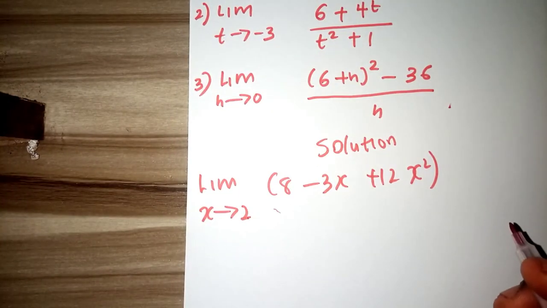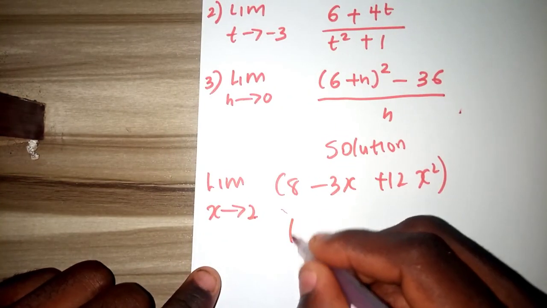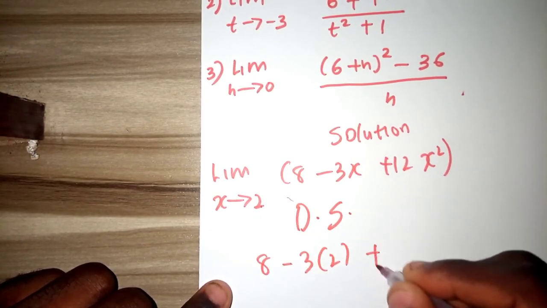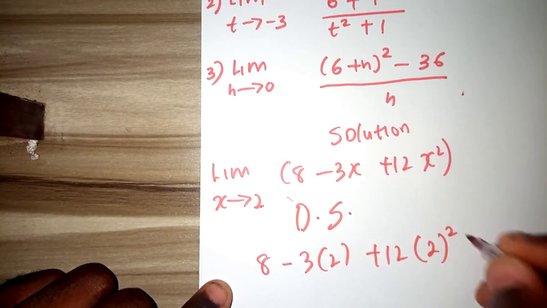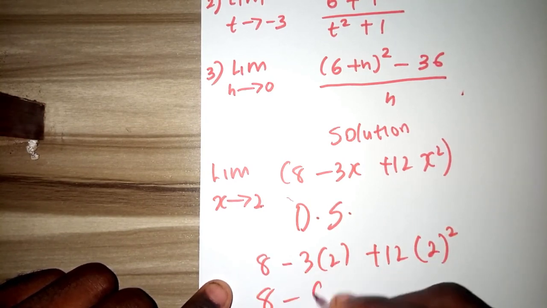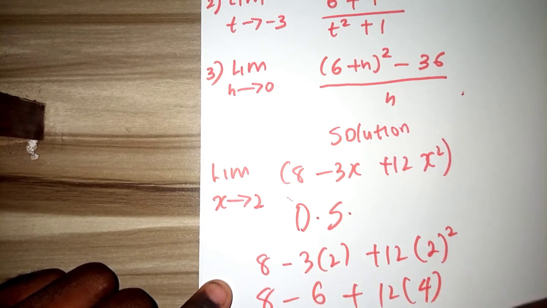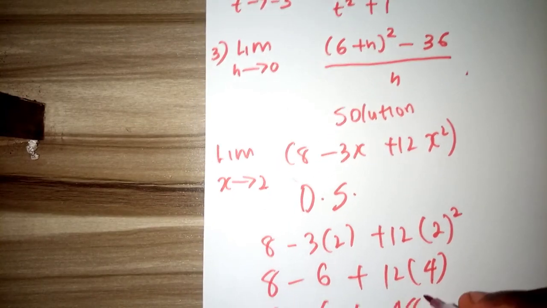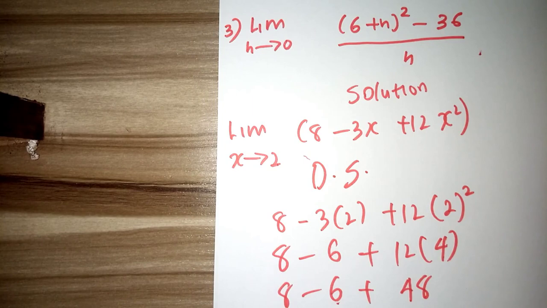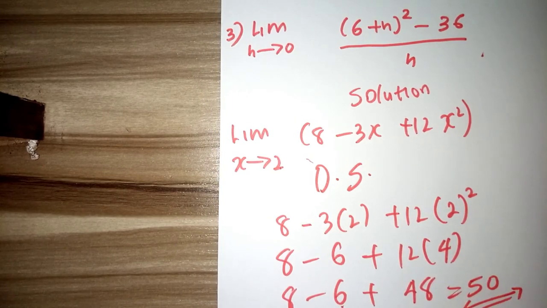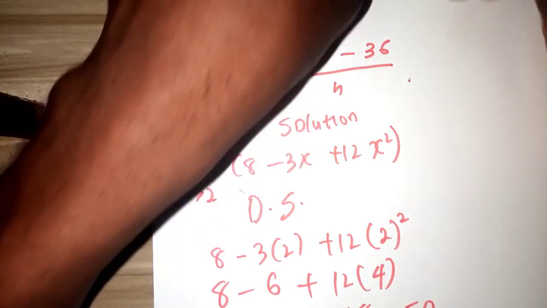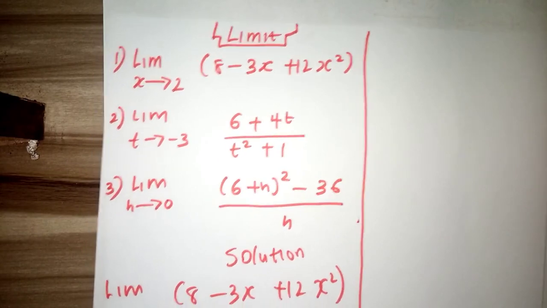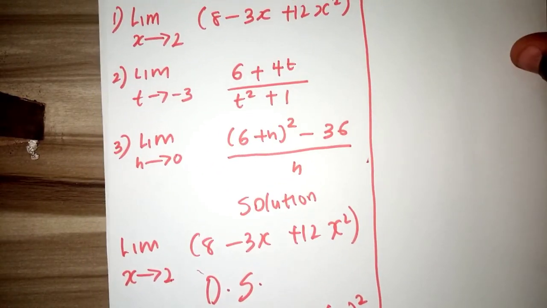Now, let's input our 2 here. I'm going to use limit by direct substitution here. So I have 8 minus 3 in bracket of 2 plus 12 in bracket of 2 raised to power 2. So 8 minus 6 plus 12 in bracket of 4. 8 minus 6 plus 48. Then 8 minus 6 will give us 2. 2 plus 48 will give us what? 50. That is the answer to the first one. Now you can pause the video to work out the second one and let's see if you're going to get the answer.